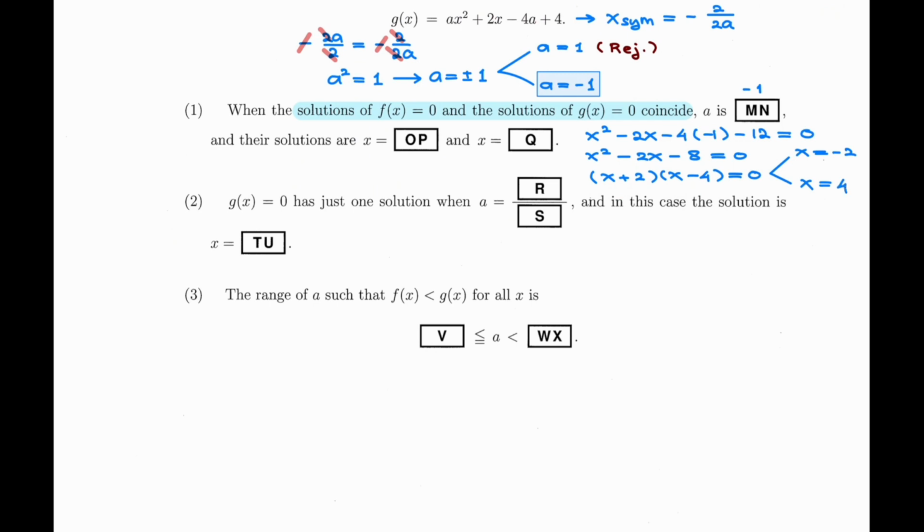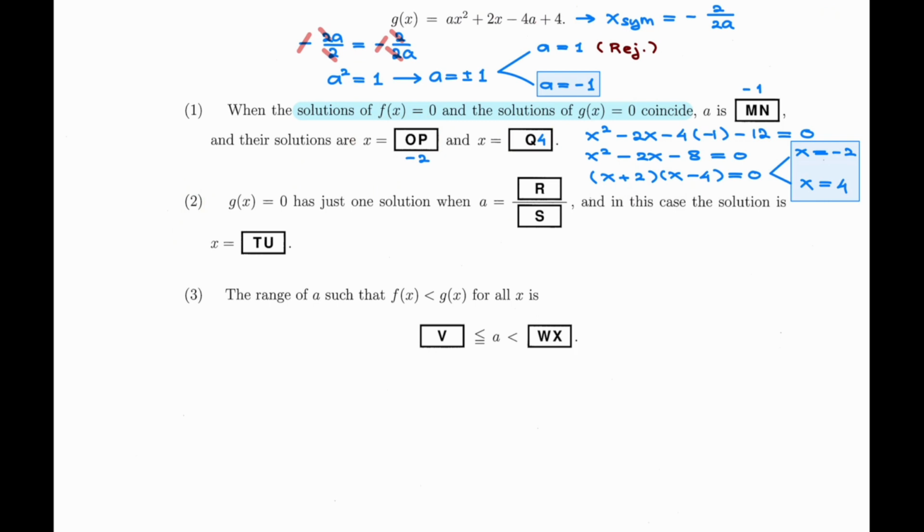So you already find OP and Q here. OP is negative 2, and then P is 4. This is my answer for the first question. Let's proceed to the next question.